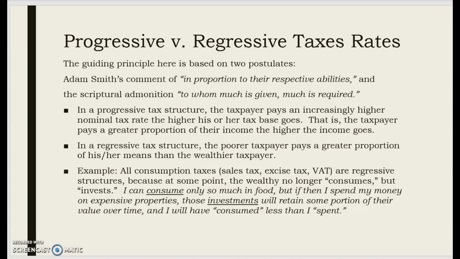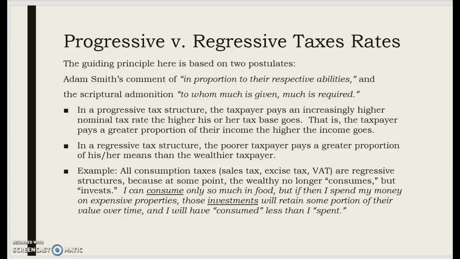Let's look at the progressive and regressive tax rates. The guiding principle here is Adam Smith's comment of "in proportion to their respective abilities," and the scriptural admonition, "to whom much is given, much is required." In a progressive tax structure, the taxpayer pays more according to how much their income is. The higher their income goes, the greater the proportion of income tax they must pay.